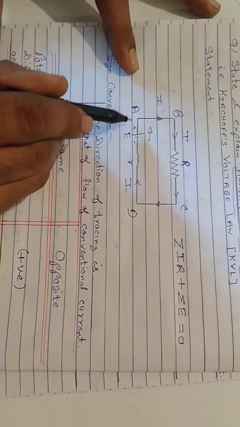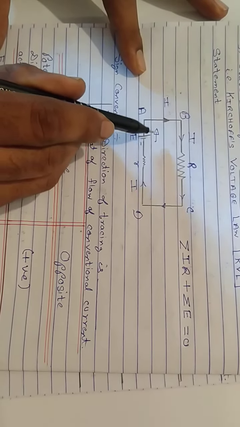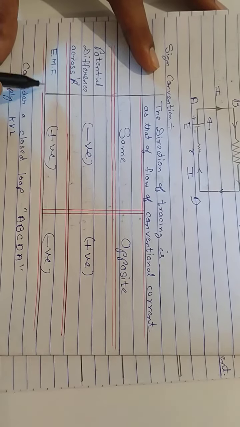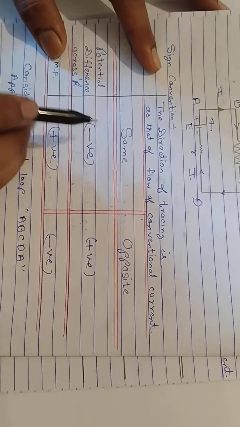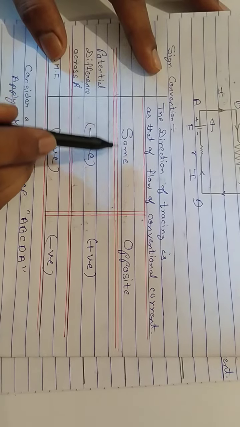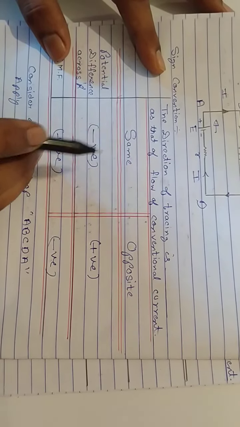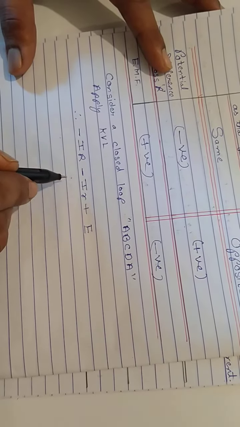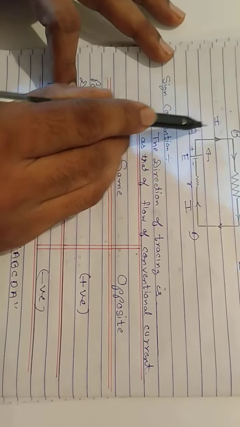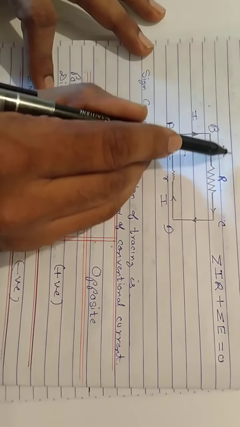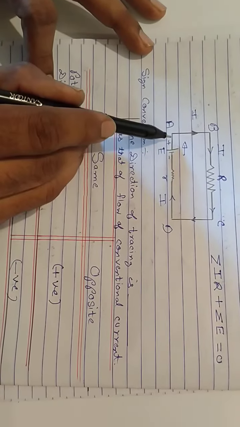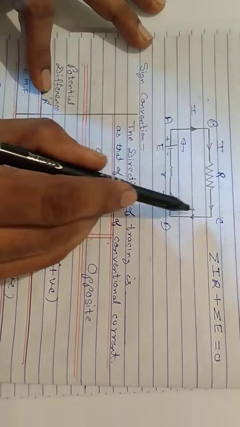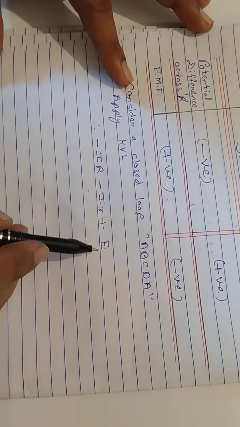So my direction of tracing and direction of EMF both are the same. So if, for EMF, the direction of tracing and the direction of flow of current are the same, then EMF is going to be taken as positive. Here I am going to take E as plus. Again we reach the point A. We have applied KVL for the whole loop A, B, C, D, A. The loop is completed, KVL is also completed.